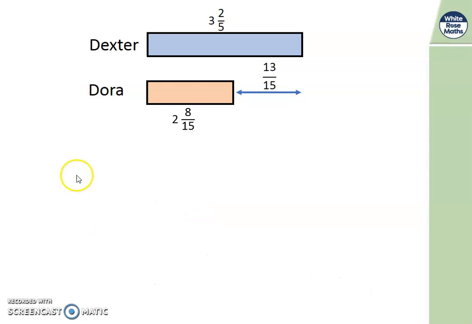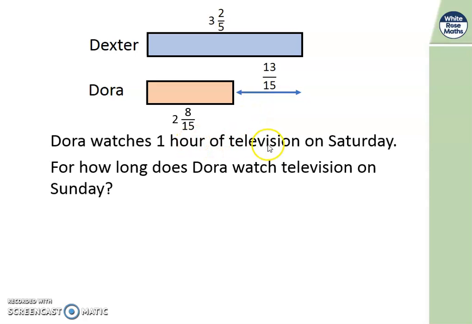So that's how long Dora watches television over the whole weekend, but that's not the final answer. If one of those hours is on the Saturday, how long is she watching it on the Sunday? Well, I take that answer and I take one of the whole ones away. So it's 1 hour and 8/15 in total. Well done if you spotted that.